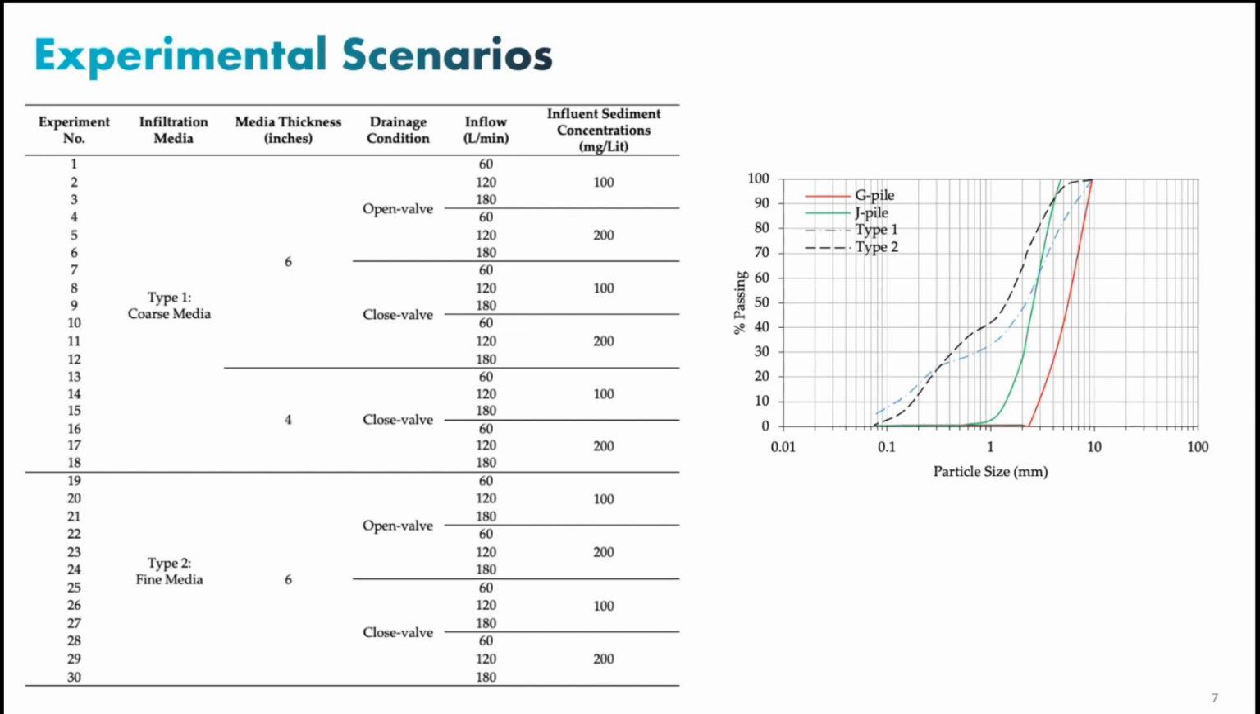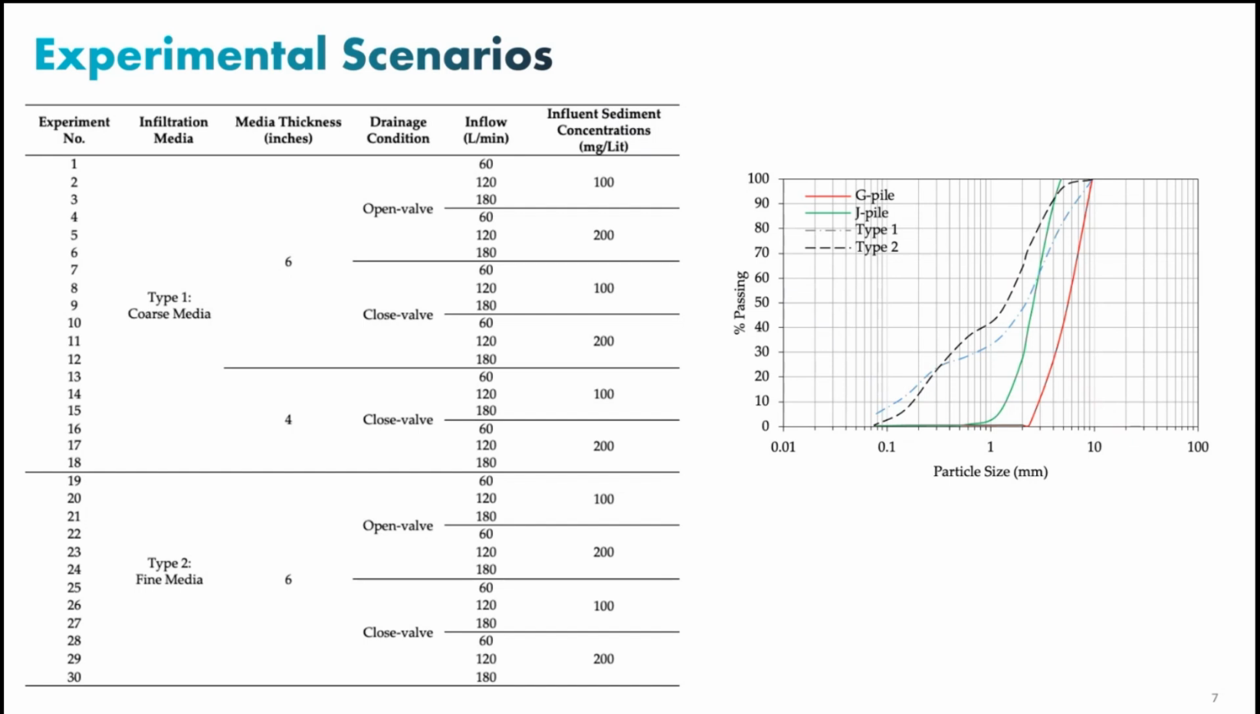Then we look at the drainage condition. As you saw, we had a perforated pipe underneath the system to improve the drainage. In one case, we closed the valve. In the other case, we opened the valve. So, two different drainage cases.